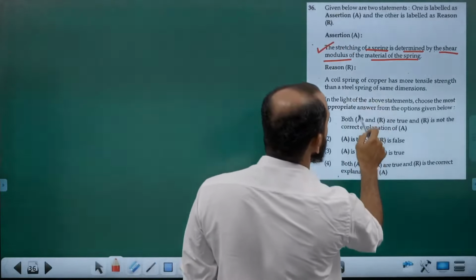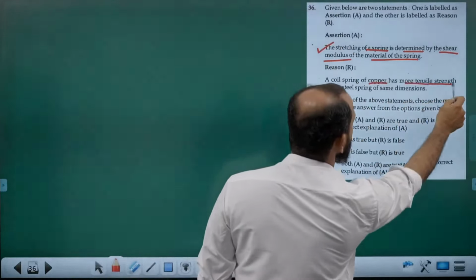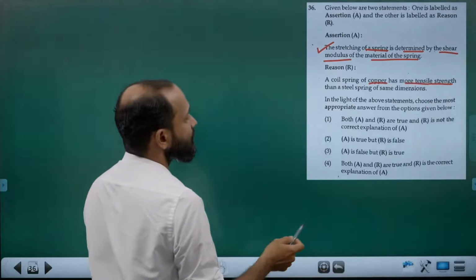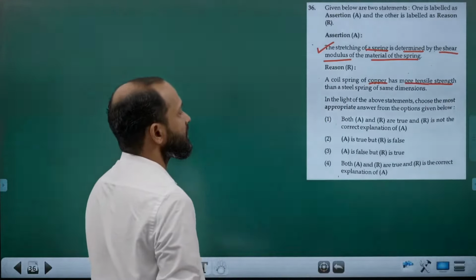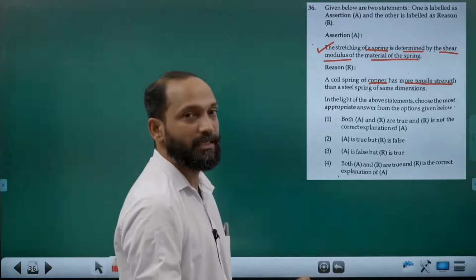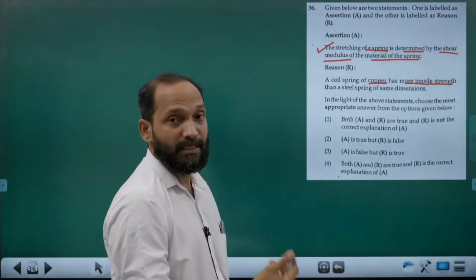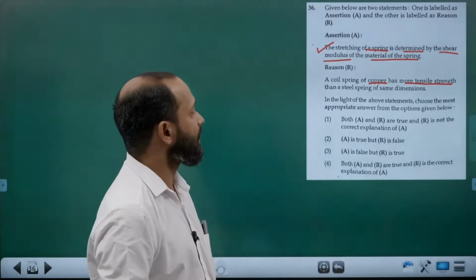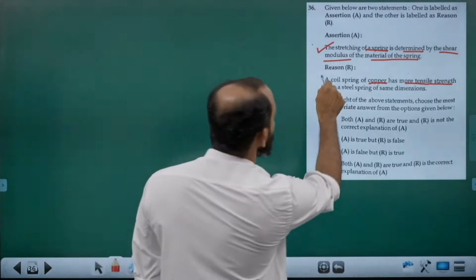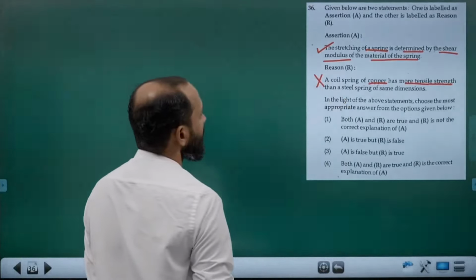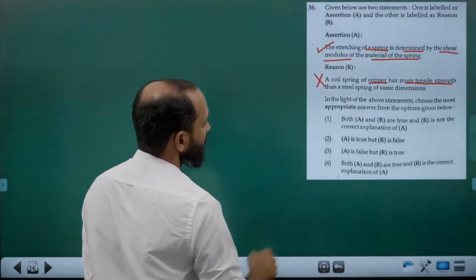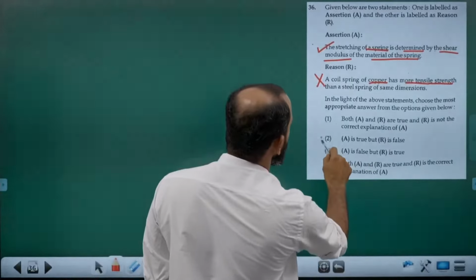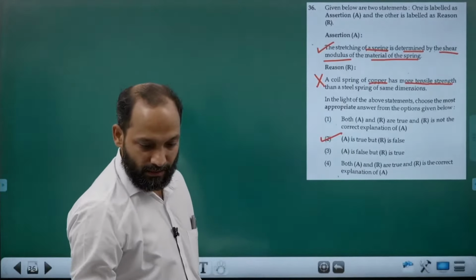Coil of spring of copper has more tensile strength. Tensile strength of steel is more than that of copper. Tensile strength of steel is very close to 400 megapascal. That of copper is close to 200 megapascal. That's why that should be incorrect. So assertion A correct, reason R false. A true, R false. So option 2 is the right choice.